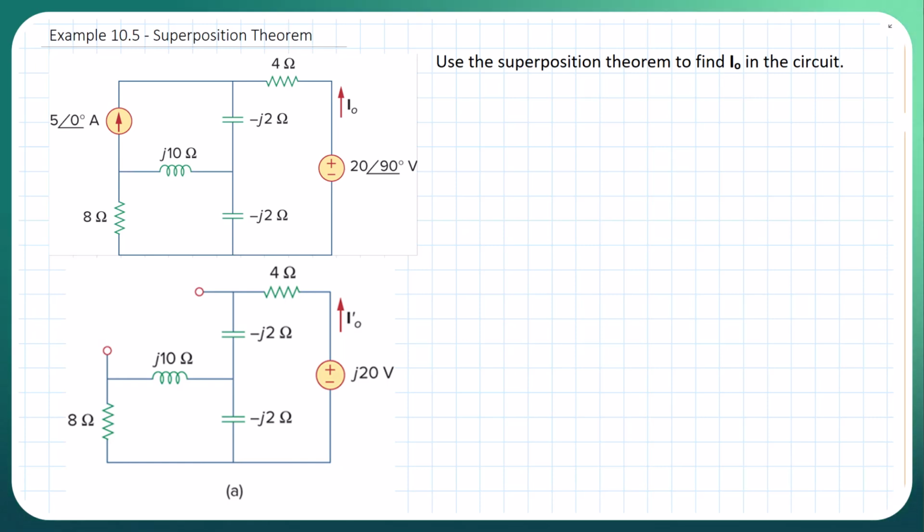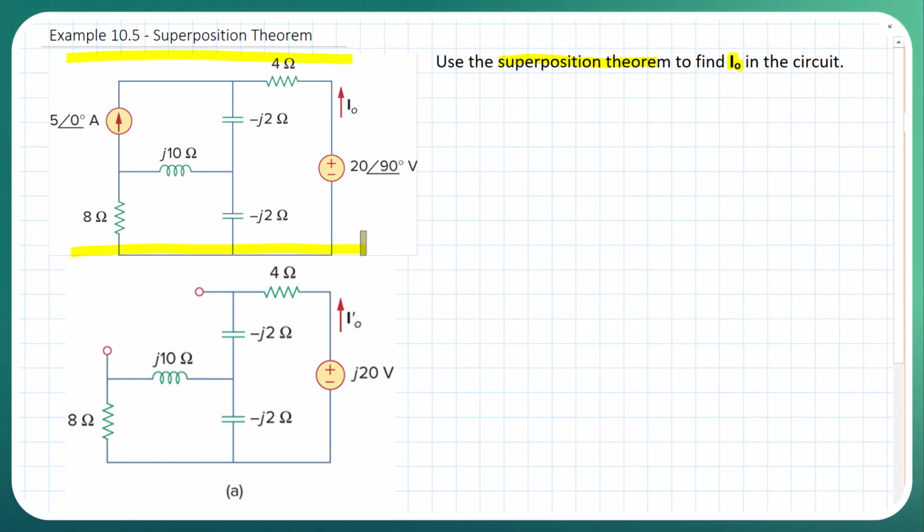Alright, let's take a look at the same circuit we just solved for in example 10.3, where we did the mesh analysis. But instead of using mesh analysis, we're going to use the superposition theorem to find I naught. So we're going to take a different approach here. Again, the circuit that we have is already in frequency domain form.